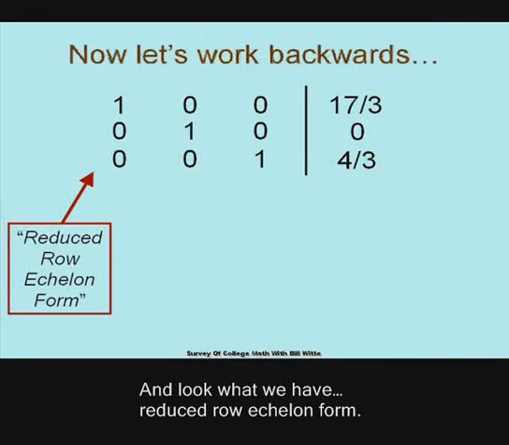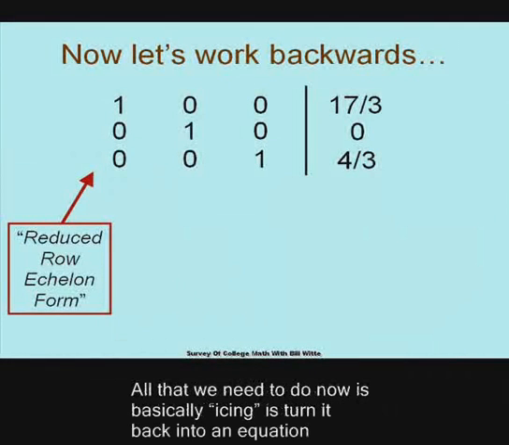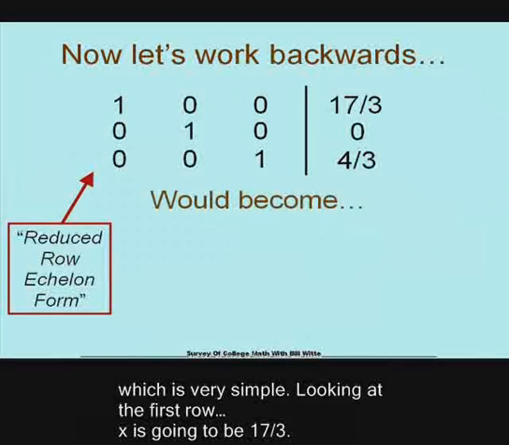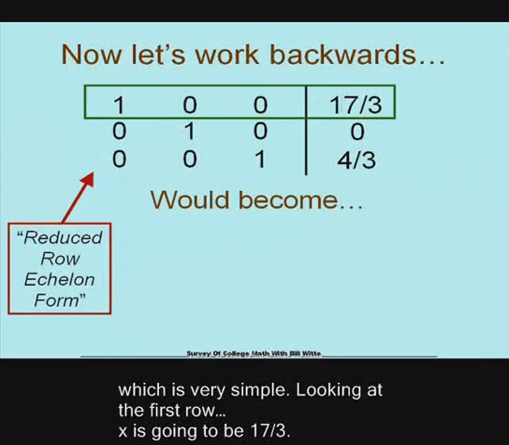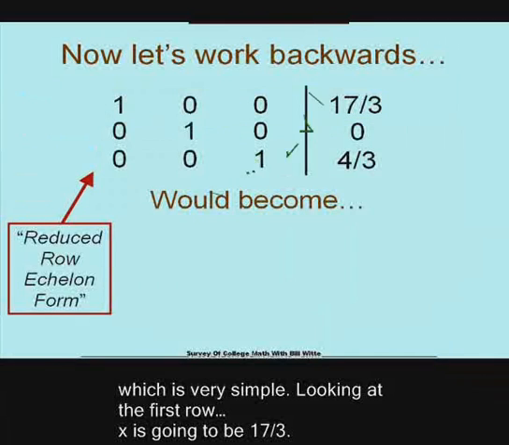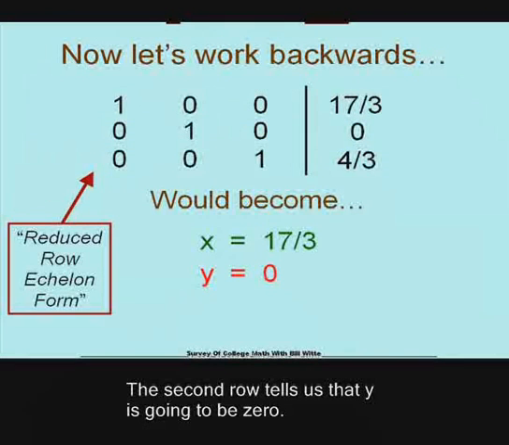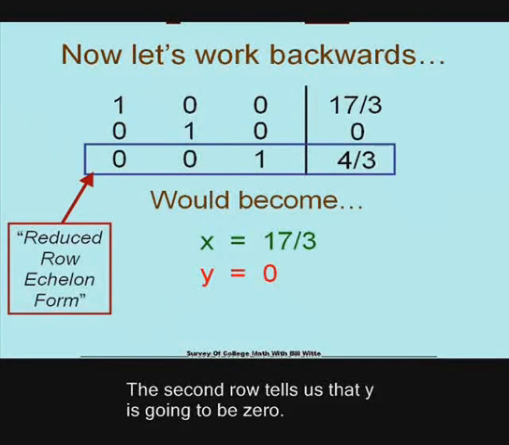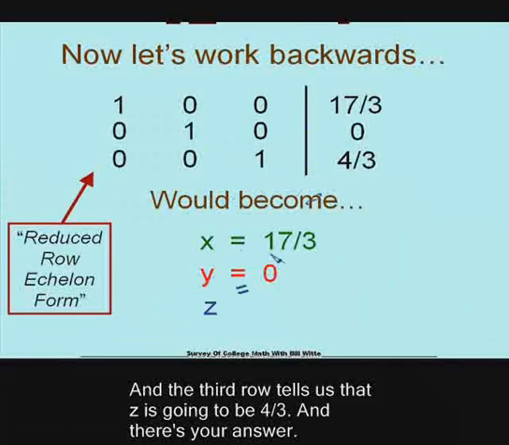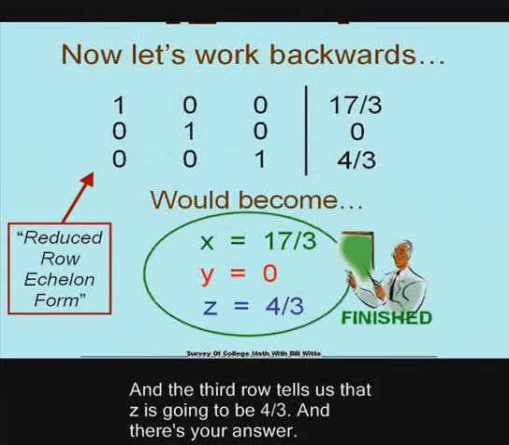You did it. All we got to do now is basically icing, is turn it back into an equation, which is very simple. The first row, x is going to be 17/3. The second row, y is going to be 0. And the third row, z is going to be 4/3. And there's your answer.